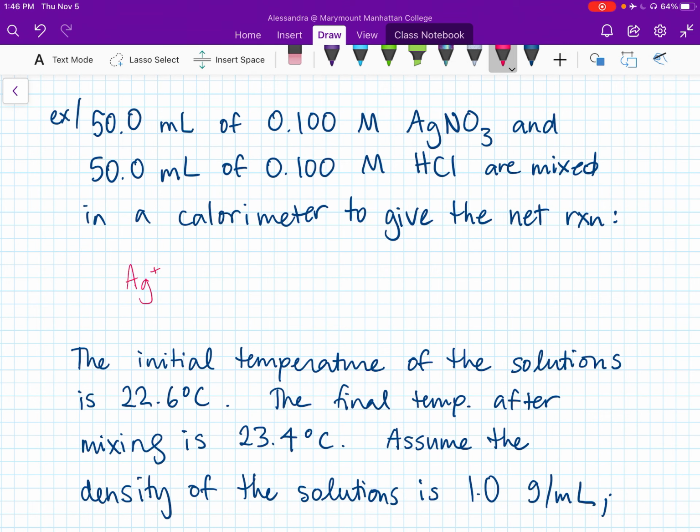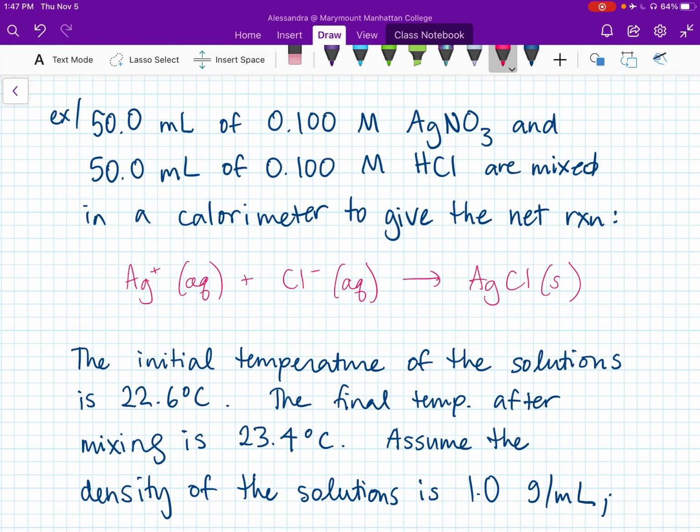The silver ions interact with the chloride ions to precipitate out silver chloride solid. Okay, this is a classic precipitation reaction, and it's balanced as written. And I'm leaving out the spectator ions of nitrate and the protons, the H plus ions.